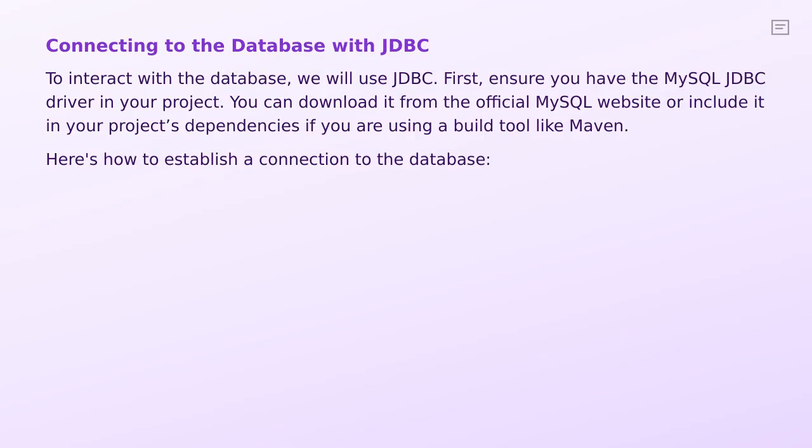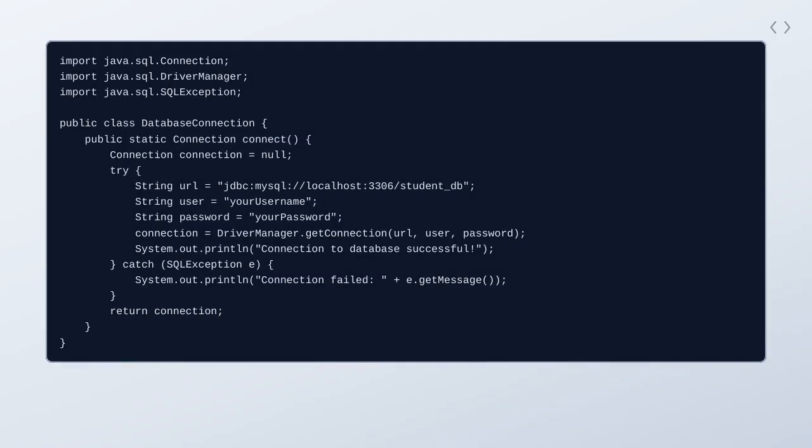Let's move on to connecting to the database with JDBC. To interact with the database, we will use JDBC. First, ensure you have the MySQL JDBC driver in your project. You can download it from the official MySQL website or include it in your project's dependencies if you're using a build tool like Maven. Here's how to establish a connection to the database. This slide introduces a class definition. Study the structure in the code sample.